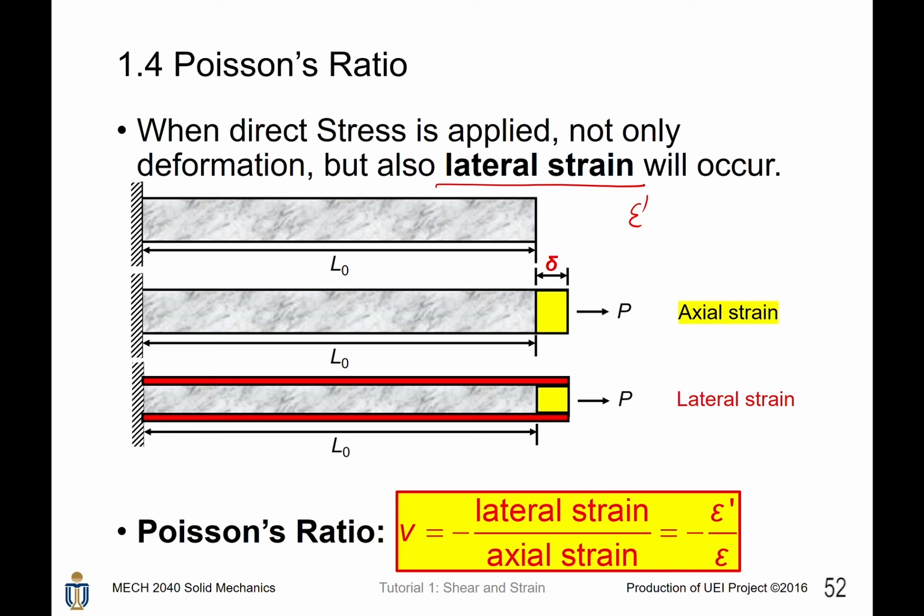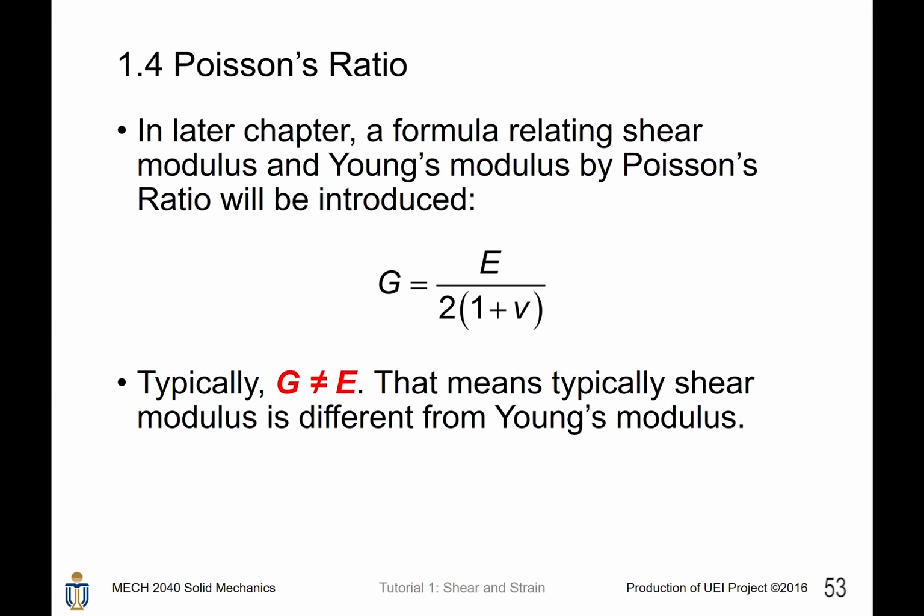So Poisson's ratio is defined as mu equals the lateral strain divided by the axial strain, equals minus epsilon prime divided by epsilon. Notice that Poisson's ratio can be either positive or negative, but in fact we usually assume that the material has a positive Poisson's ratio. In a later chapter, you will learn the relationship between the shear modulus and the Young's modulus. As we described before, the shear modulus is very often different from the Young's modulus, but they have the relationship G equals E divided by 2 times (1 plus nu).